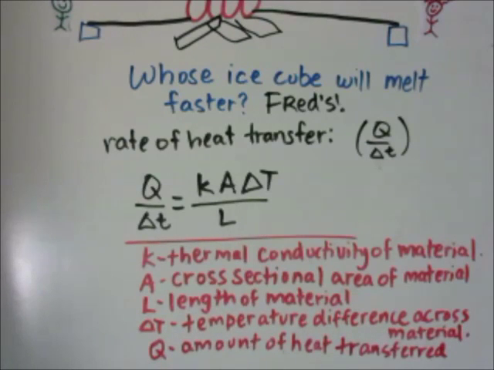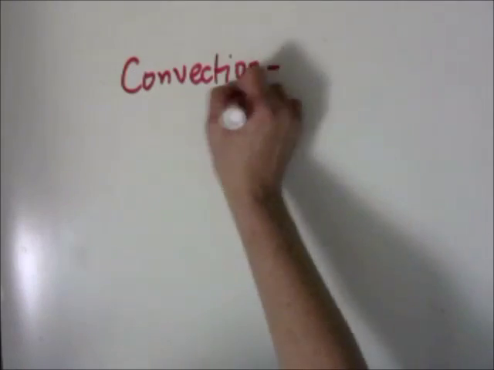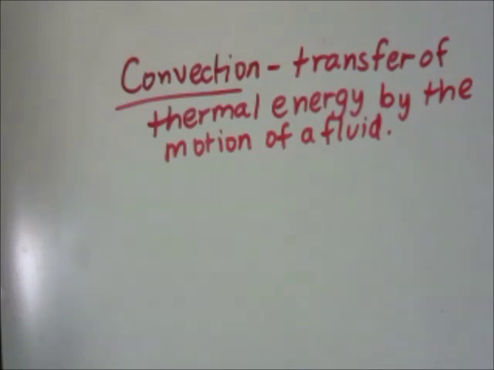Q is the amount of heat transferred. Finally, delta T is the time interval. So rate of heat transfer is for when there is contact and heat is transferred through a material. But there are two other ways to heat something. Convection is the transfer of thermal energy by the motion of a fluid.